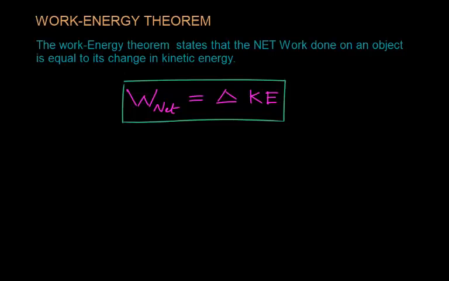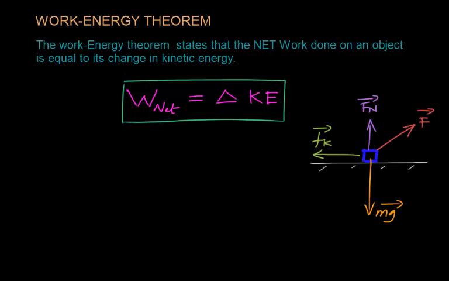Work energy theorem. The work energy theorem states that the net work done on a given object is equal to its change in kinetic energy. In other words, the work done by the net force equals the change in KE. To explain this one, let me try to put together an example.